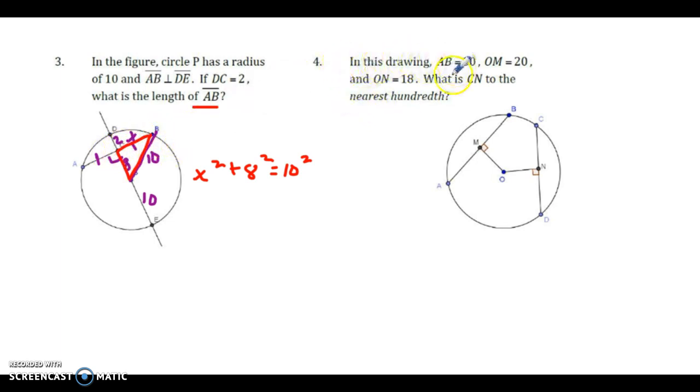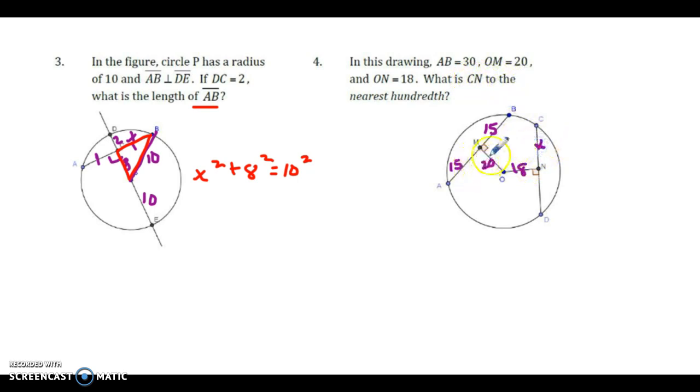In this drawing, AB is 30. And so they're showing me right away that I have two lines that are perpendicular. So I should know automatically that this is split in half. So since AB is 30, I can put 15 on both of those segments. And then they tell me that the length of OM is 20, and the length of ON is 18. And what is the length of CN? So I'm looking for that.